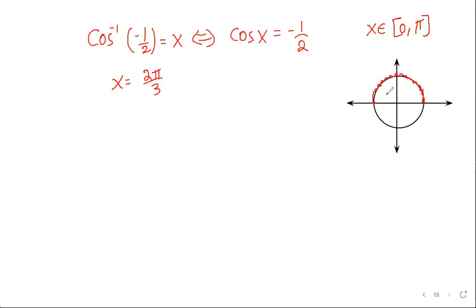Why? Because in the second quadrant, you think like this: the reference x bar is pi over 3. So x is supposed to be 2 pi over 3. The reference is pi over 3, and in the second quadrant it is 2 pi over 3. And this is the answer.